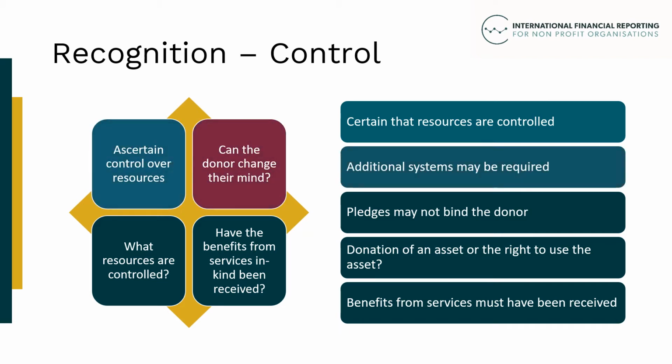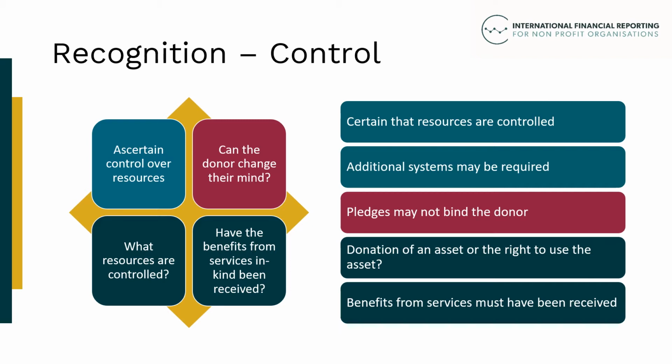If the donor can change their mind about the donation, then the NPO will generally not control the resources. For example, in many countries, pledges will not bind the donor when they are made, and consequently, pledges are likely not to be recognised until the donation is made. Bequests will raise similar issues, but are not within the scope of this paper.